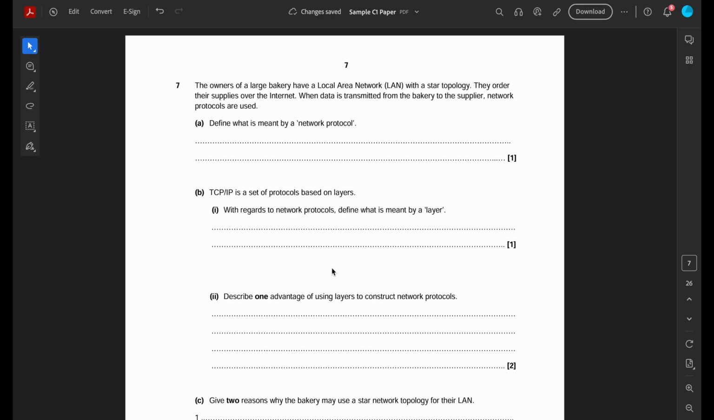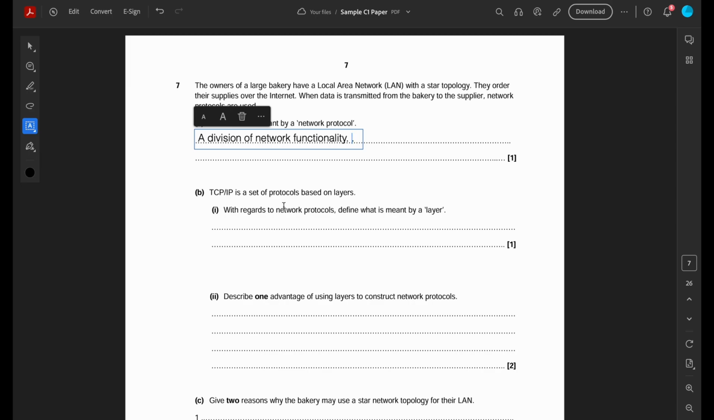All right, number 7. The owners of a large bakery have a LAN, local area network, with a star topology, and we'll talk about what that is in a minute. They order suppliers of internet. When data is transmitted from the bakery to the supplier, network protocols are used. What is a network protocol? Well, word for word, it is a division of network functionality. That's what I have to know. If I could spell, that would make life a bit easier. There you go. Division of network functionality. 1 mark. That's the only answer I can give.